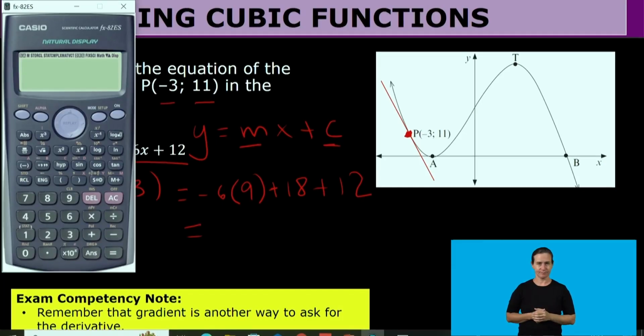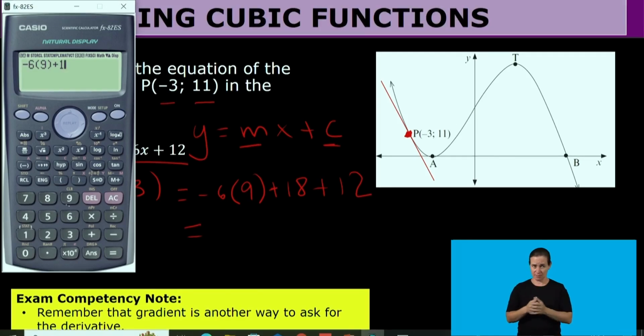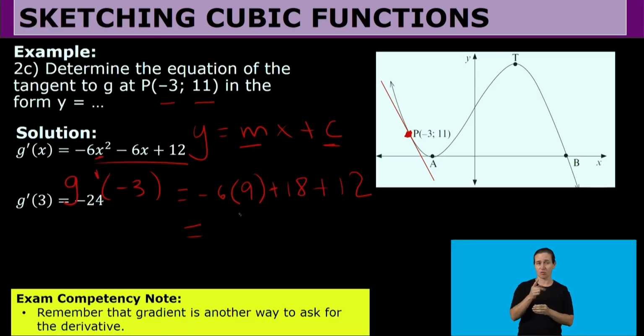All right, so what do we end up with here? You can at this point just put it into your calculator and work it out. In fact, you can put this whole expression into your calculator and let's see what our gradient is. We've got -6, in brackets we've got 9 plus 18 plus 12, and that gives us negative 24. All right. So now that we've got the gradient, what do we still need? We need the value of c, which is our y-intercept. How do we find that? Well, we've got a point that's on the graph.